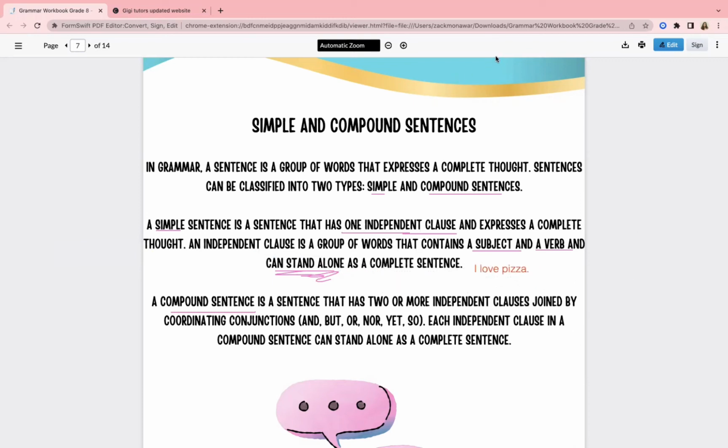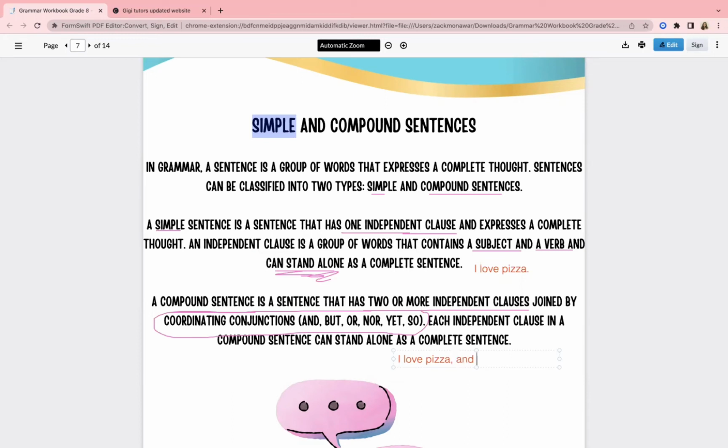So let's look at a simple sentence. I love pizza. That has a complete thought, a subject, and a verb. So that's also an independent clause. I love pizza. It can stand alone. Now, a compound sentence just has two or more independent clauses joined by coordinating conjunctions. And I want you guys to remember this. Our coordinating conjunctions are and, but, or, nor, yet, and so.